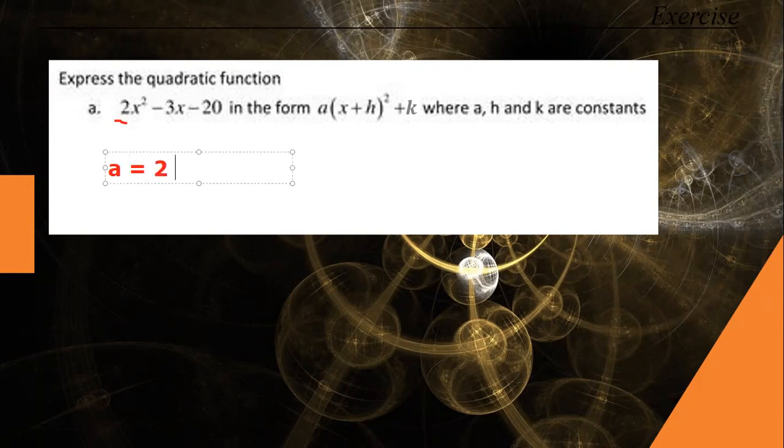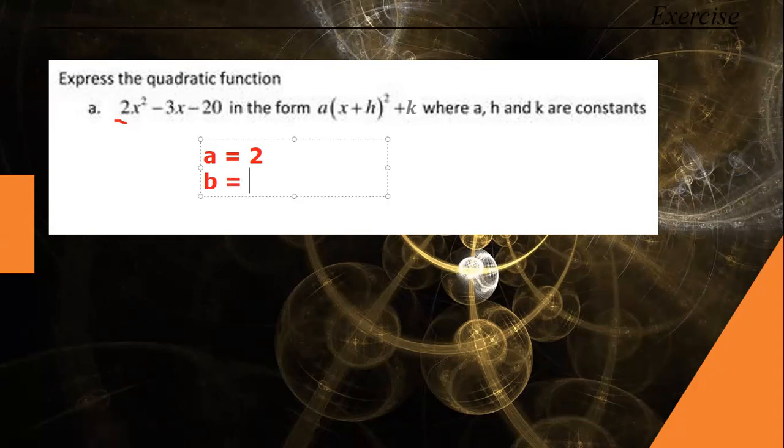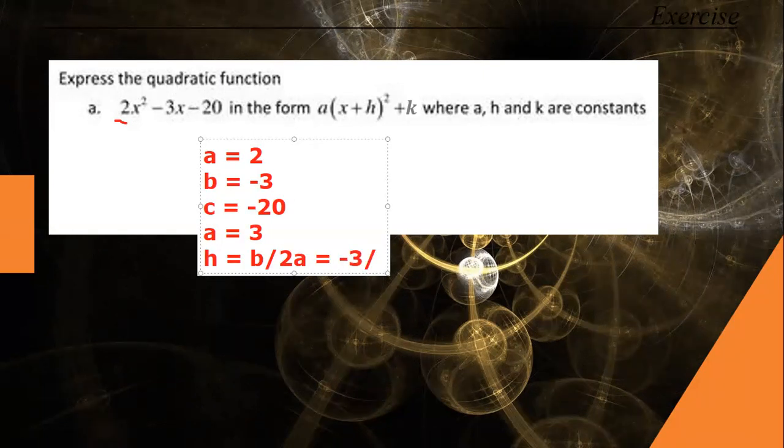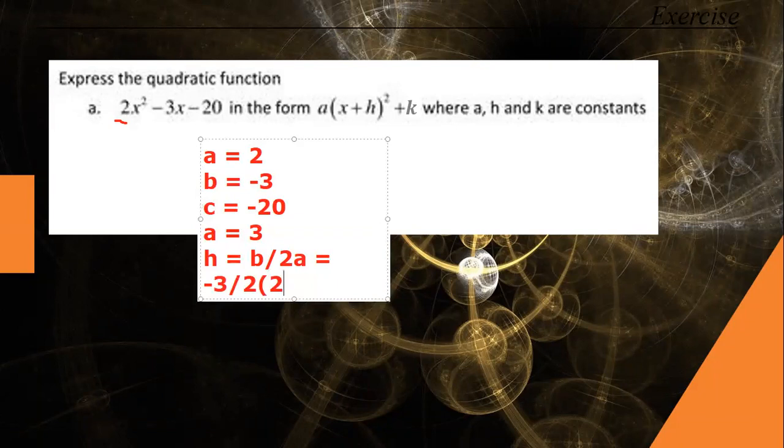A is equal to 2. B is going to be equal to -3. And C is going to be equal to -20. Next, H is equal to B over 2A. And that's going to be equal to B, which is -3, all over 2 times 2.